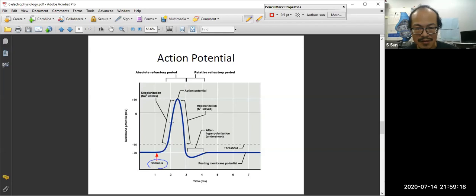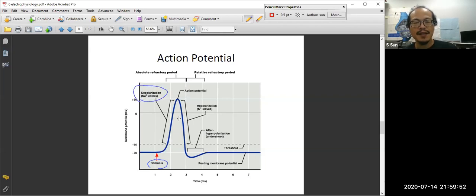It will become positive. It was in this stage, this one is because it's negative. Negative is polarized compared to outside, compared to the zero, right? So this one is polarized. All cell membranes are polarized. And this phase is called depolarization, because it was polarized and becomes not so polarized.